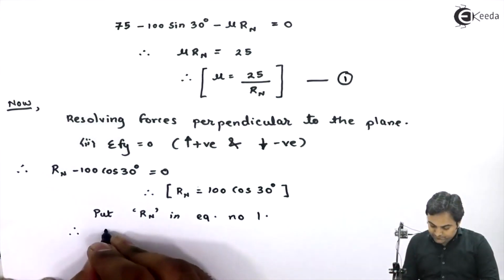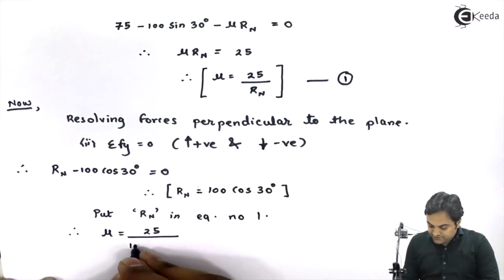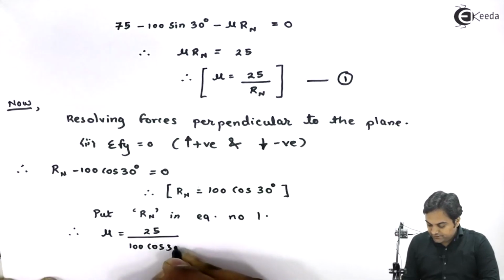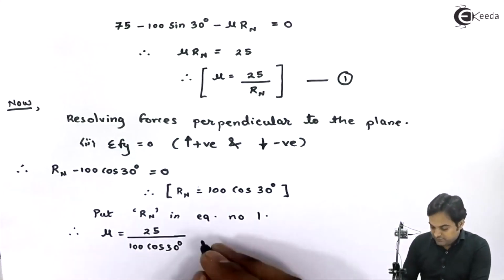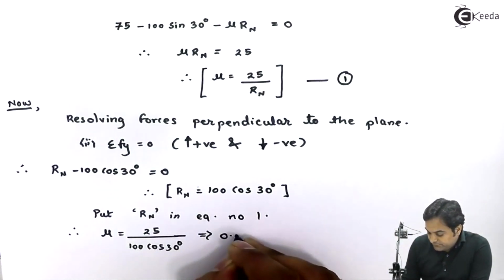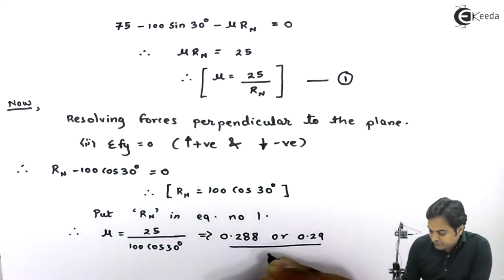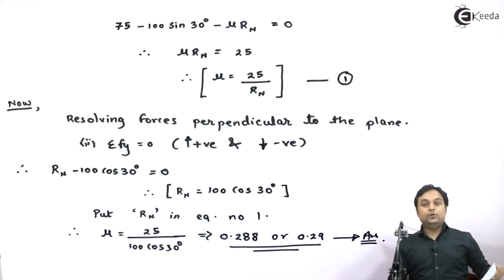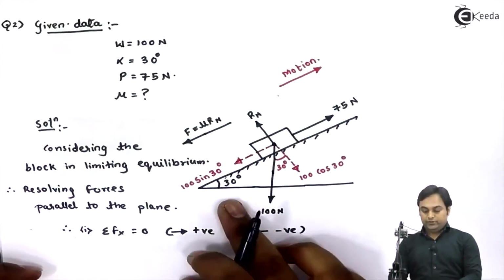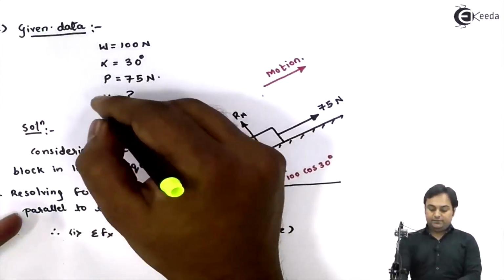Therefore, mu is equal to 25 divided by Rn, which is 100 cos 30 degree. So if I divide numerator by denominator, I will be getting my answer of mu as 0.288, or you can say it is 0.29. That is the answer of coefficient of friction. And here, as we look into this problem, they were telling us to get the value of coefficient of friction. The answer is 0.29, and with this we complete the question.